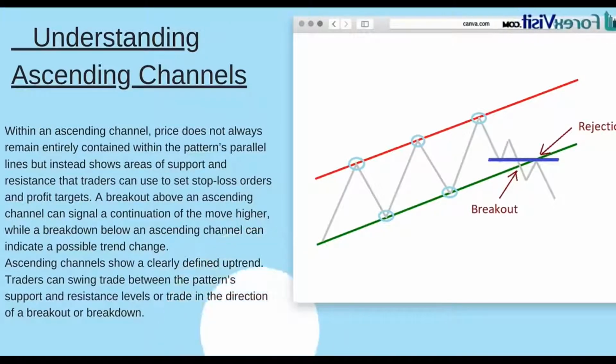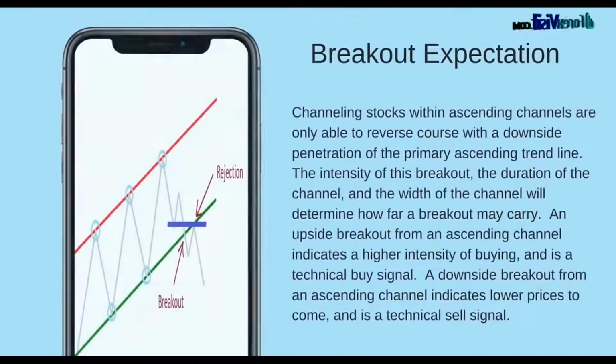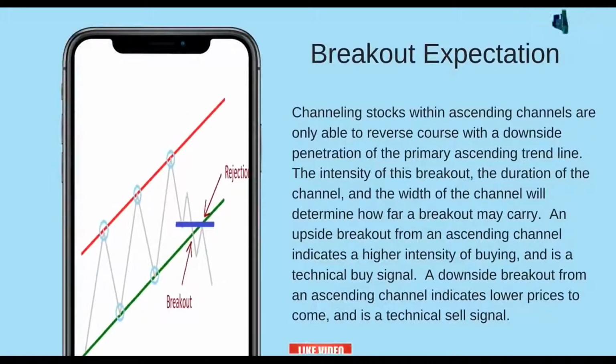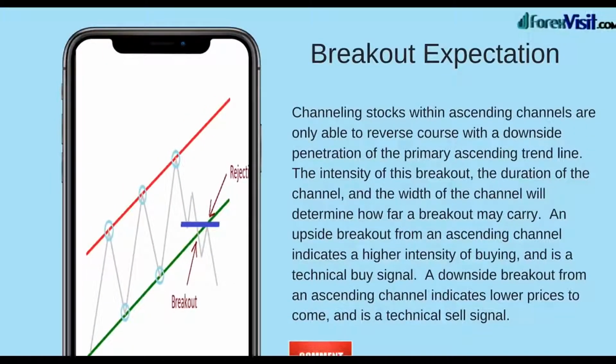Ascending channels show a clearly defined uptrend. Traders can swing trade between the pattern's support and resistance levels or trade in the direction of a breakout or breakdown. Breakout expectation. Channeling stocks within ascending channels are only able to reverse course with the downside penetration of the primary ascending trend line. The intensity of this breakout, the duration of the channel, and the width of the channel will determine how far a breakout may carry.